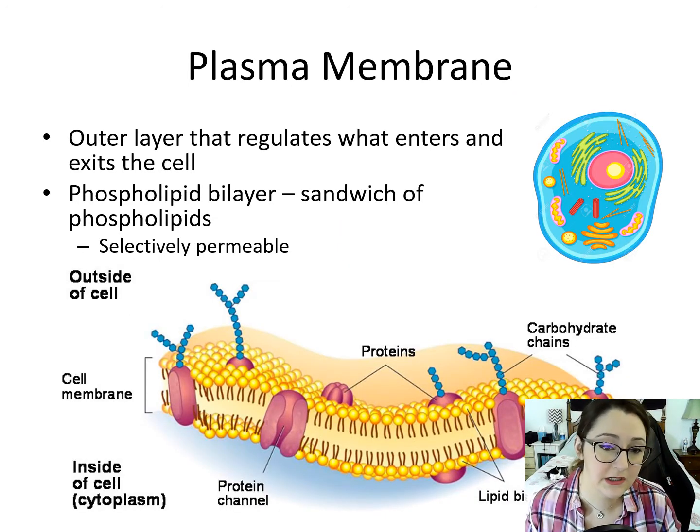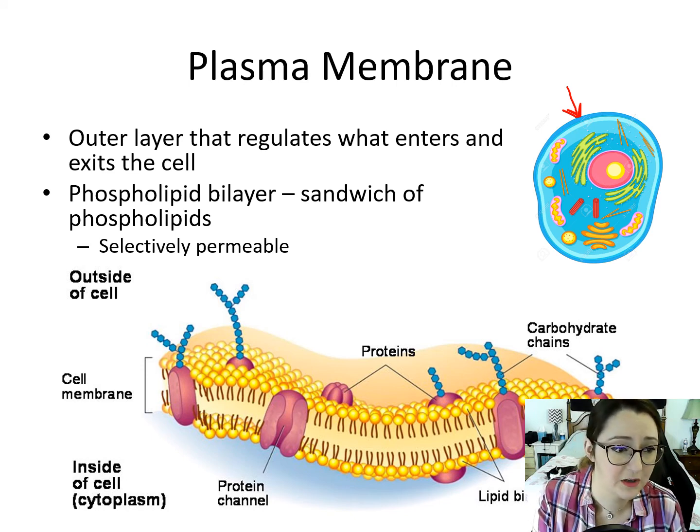Now moving on to the plasma membrane. So remember, this is the outside of the cell, that dark blue. It is the outer layer that regulates what enters and exits the cell. It is going to be composed of a phospholipid bilayer, so it's a sandwich of phospholipids which are selectively permeable.